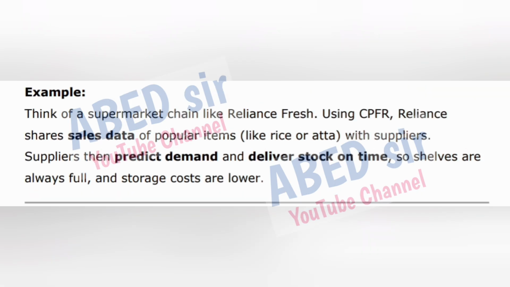Example. Think of a supermarket chain like Reliance Fresh. Using CPFR, Reliance shares sales data of popular items like rice or atta with suppliers. Suppliers then predict demand and deliver stock on time, so shelves are always full and storage costs are lower.